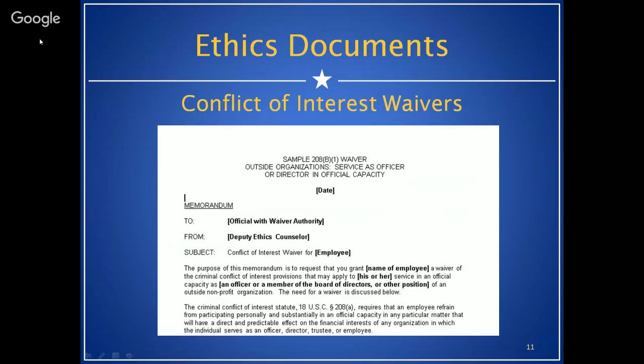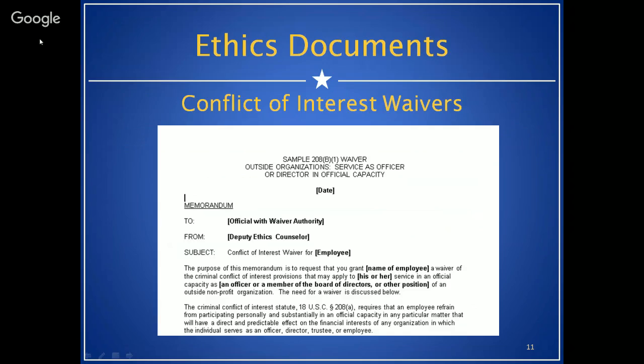208. That's the law that says you can't work on a particular matter that could affect your financial interest or the financial interests of individuals or entities who are close to you, like your spouse, minor child, or an entity with whom you're negotiating for employment. However, 18 U.S.C. 208 has a waiver provision, and it says that notwithstanding a conflict, you can work on a particular matter if you get a waiver, and you can get a waiver if the conflict is not so substantial as to call into question the impartiality of your actions.